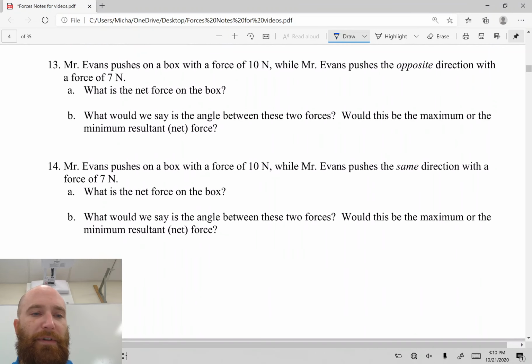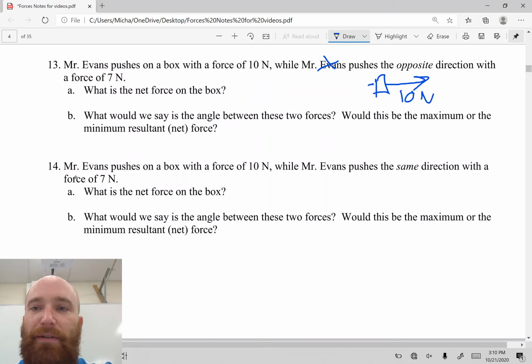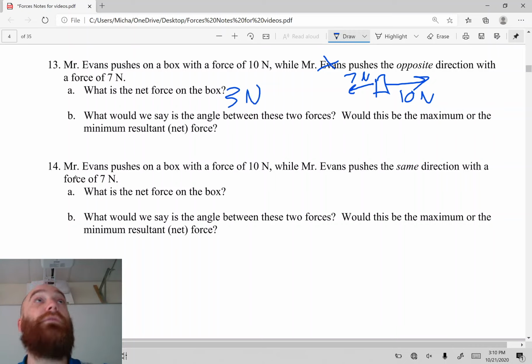So, 13 and 14 should sound familiar, actually. They're ripped right out of an old video lesson, but now we're doing forces, so I want to revisit it. Mr. Evans pushes a box with a force of 10 newtons. We have 10 newtons one way, and in the opposite direction, we have 7 newtons. What's the net force is the term we would use here. Well, 10 one way, 7 the other way, and that's a net force of 3 newtons.